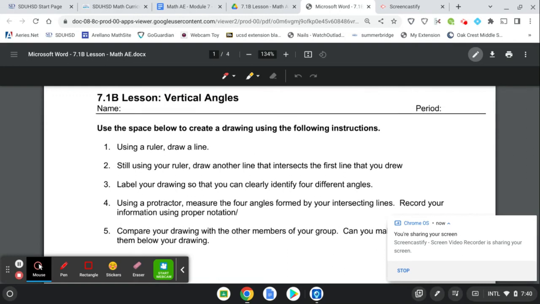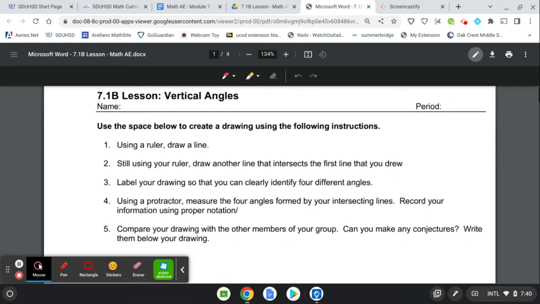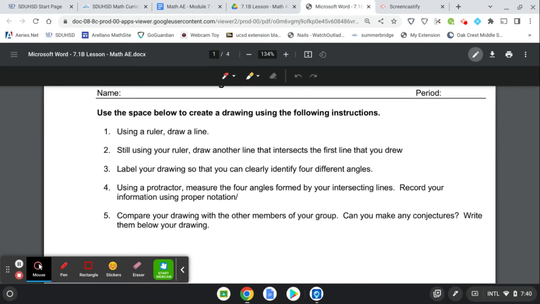So you want to turn to lesson 7.1b on vertical angles. You're going to use a ruler, or you can use your protractor since your protractor has a straight edge. And you're going to draw a line, and then draw another line that intersects the first line that you drew. Then label your drawing so that you can clearly identify 4 different angles.